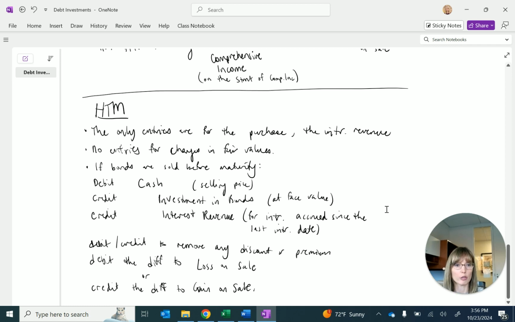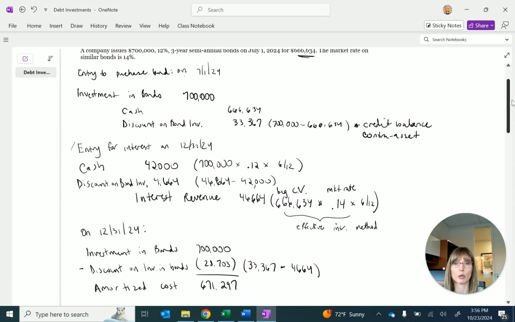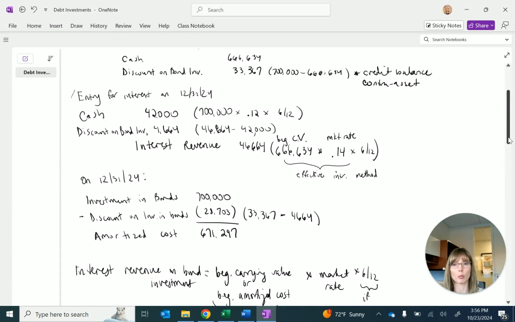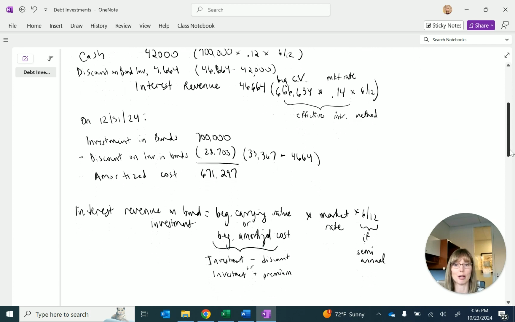So when we look back at the example that we worked before, example 1, we recorded the entry to purchase the bonds, debit investment in bonds 700,000. We purchased them for 666,634, and we recorded the discount on bond investments, the contra asset. We recorded the following journal entry for the interest. We know what the balance sheet reported for amortized cost. Well, that would be done no matter what type of bond we had, held to maturity, trading, or available for sale. The difference is, this is all we record for held to maturity bonds, nothing else.